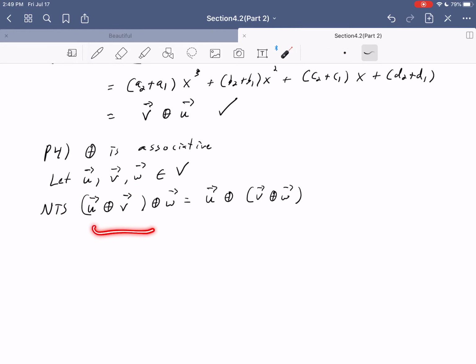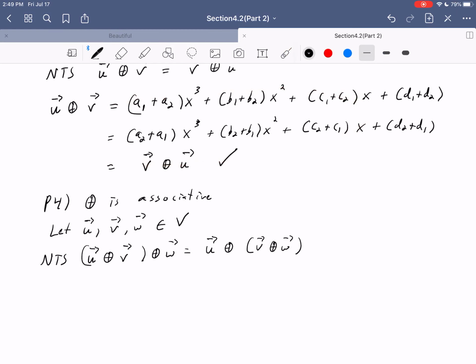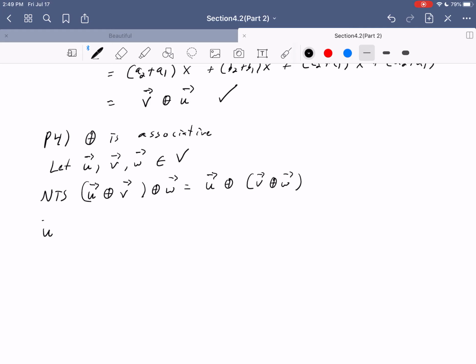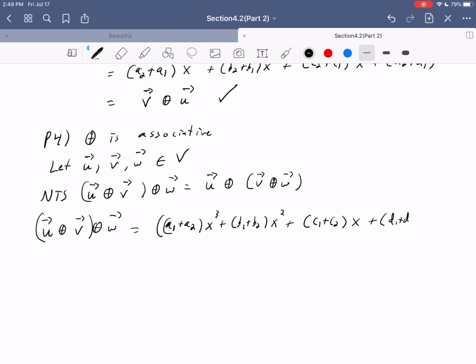Once again, you could do a left-hand side, right-hand side approach and show that they're equivalent, or you can do something more like what we did here and work from one side to the other. So let's go ahead and work from one side to the other. We're going to take U plus V plus W. By definition, we know what this is. This is going to be A1 plus A2 x cubed, plus B1 plus B2 x squared plus C1 plus C2 x plus D1 plus D2.